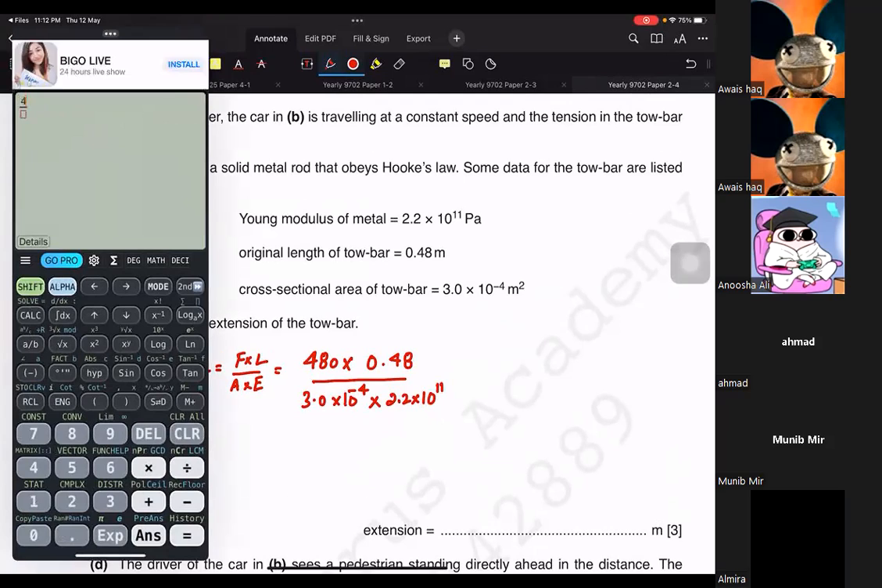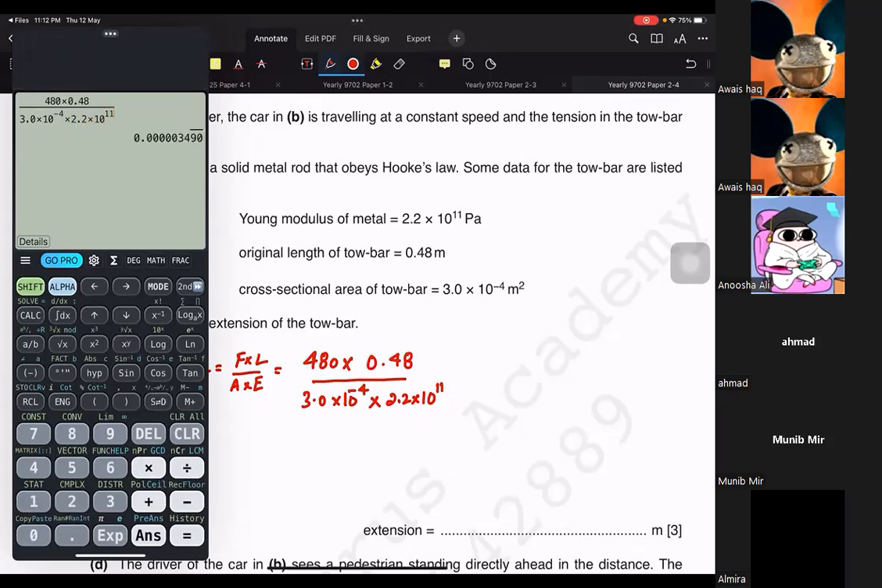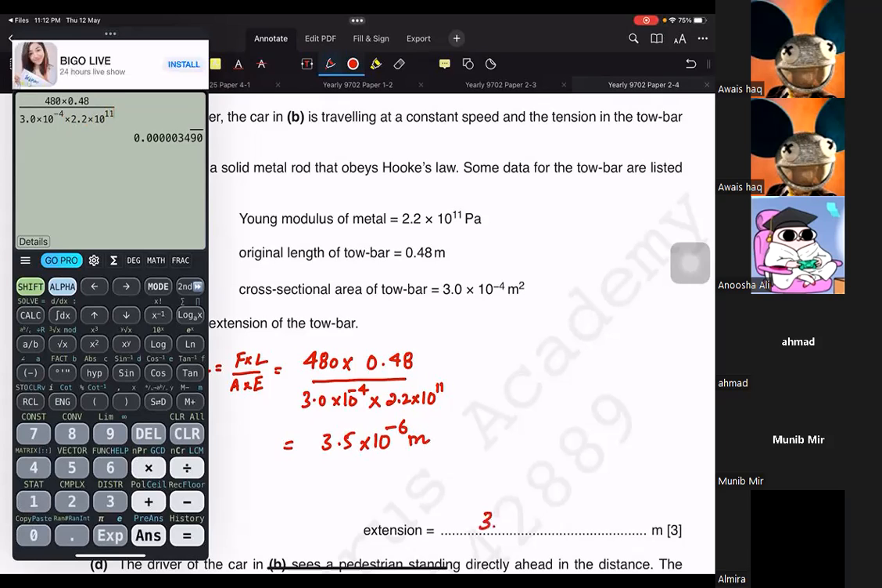Let's do it. 3.0 times 10 raised to power minus 4 times 2.2 times 10 raised to power 11. So the extension is 3.5 times 10 raised to power minus 6 meters. So I think that should be the answer.